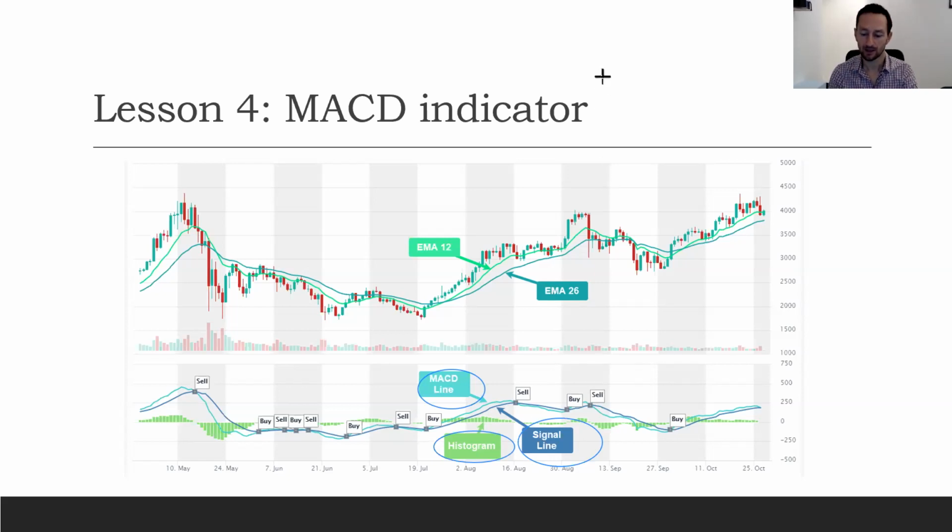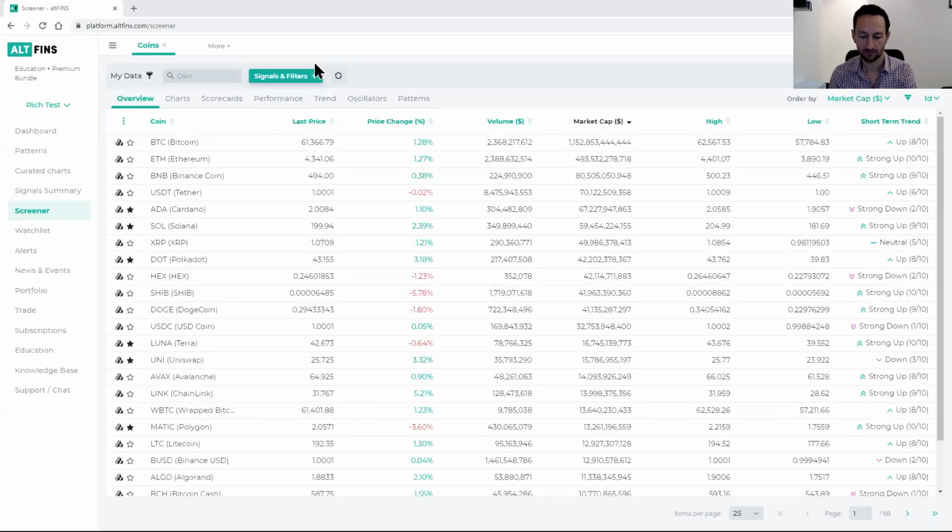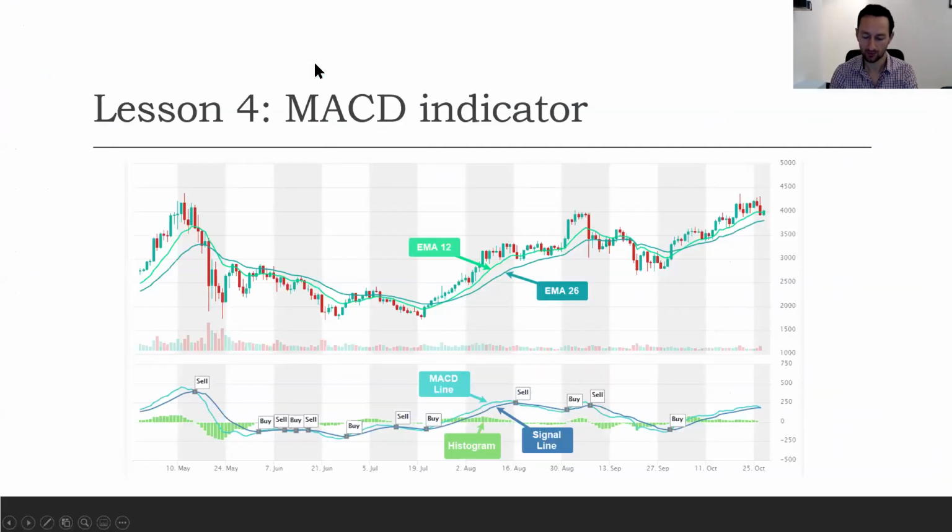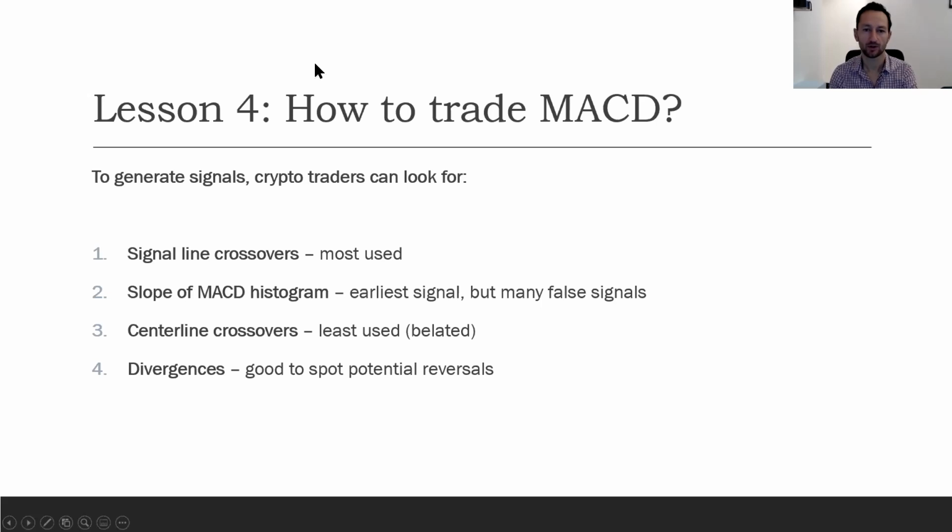All right, so let's take a look at some live examples. Well, in fact, let's go ahead and jump into the next page, which is how to trade MACD. And then we'll look at some live examples.